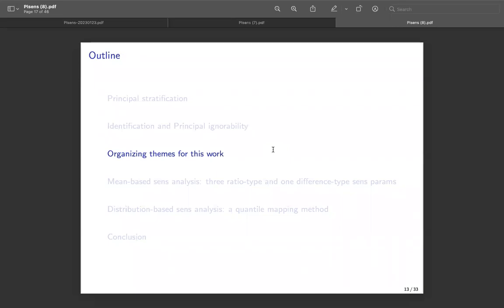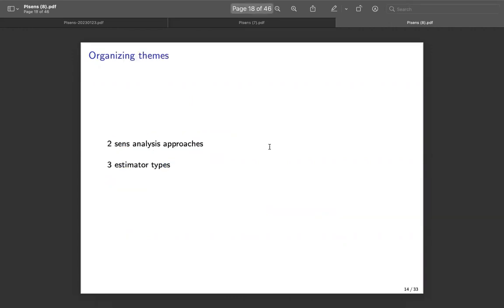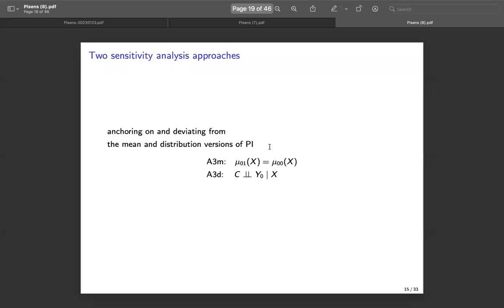So now, the beginning of our work, just a couple of themes that organize it. Actually two themes. One is two approaches and two is three estimator types. So we'll use two approaches that anchor on and deviate from two versions of the PI assumption. The mean version, which just says that these two means are equal, and the distribution version, which says that principal stratum is independent of Y0 given covariates.